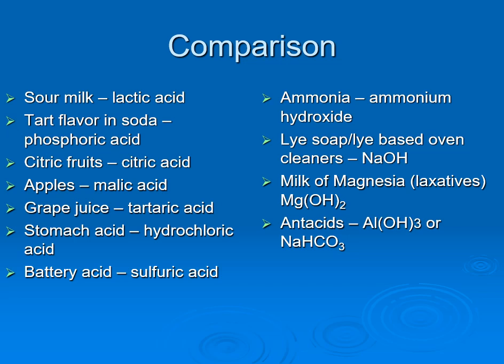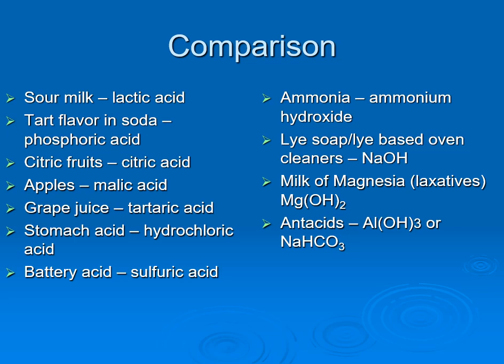Okay, let's compare really quickly. Sour milk is sour because it has a buildup of lactic acid in it. The tart flavor in soda pop is normally, not always, due to phosphoric acid. Of course, citrus fruits have citric acid. Apples have malic acid. Grape juice has tartaric acid. Stomach acid is called hydrochloric acid, and battery acid is sulfuric acid.